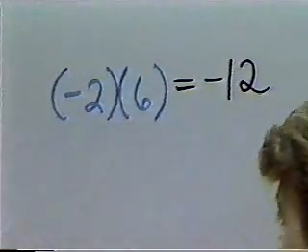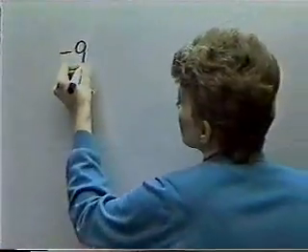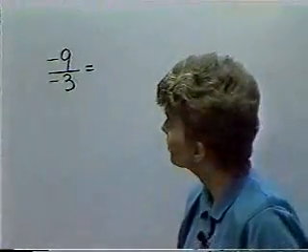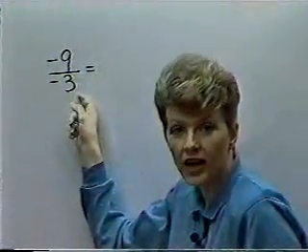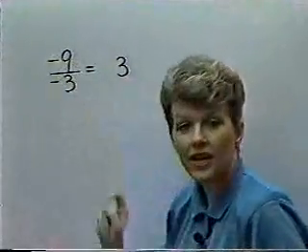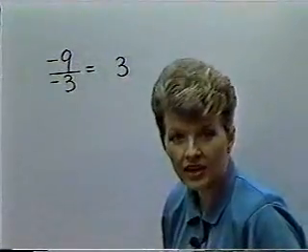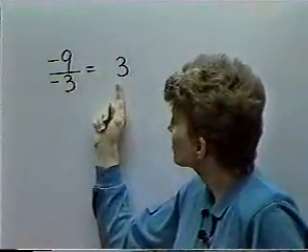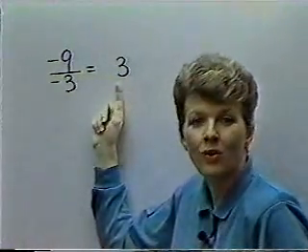Let's look at a division. What about negative 9 divided by negative 3? Well, 9 divided by 3 is 3, and a negative divided by a negative will give you a quotient that's positive, so my answer is positive 3 or 3.